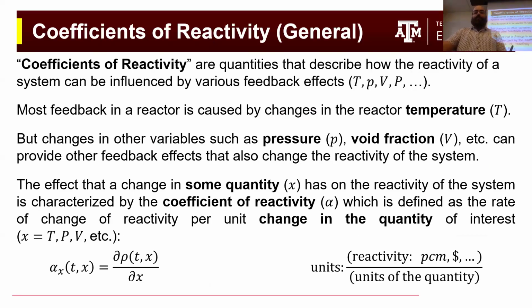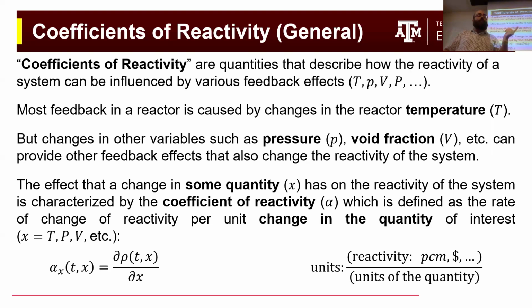We have some ways to characterize how different parameters in our reactor will affect our reactivity, and those are called coefficients of reactivity. In general, a reactivity coefficient is defined by, so we use a symbol alpha for a reactivity coefficient. And fundamentally, what alpha describes is how your reactivity changes as a result of some change in some property of my reactor. So X could be a lot of different properties of our reactor.